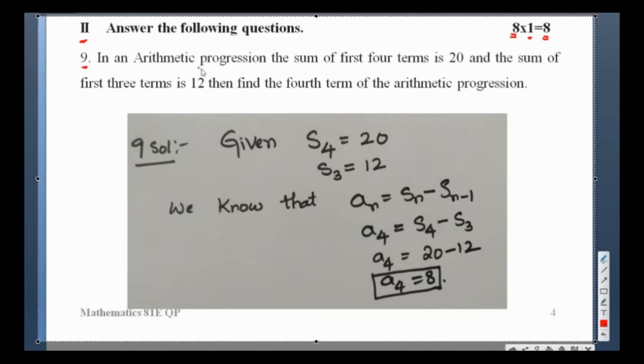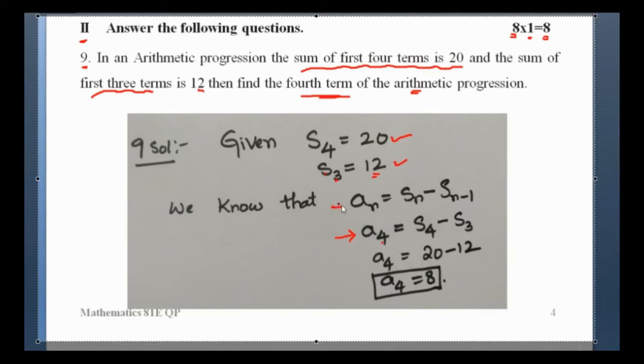Question number 9. In an arithmetic progression, the sum of first 4 terms is 20 and the sum of first 3 terms is 12. Find the fourth term of the arithmetic progression. So given S4, the sum of first 4 terms, is 20, and S3, the sum of first 3 terms, is also given as 12. Now they are asking to find the fourth term of the arithmetic progression. The fourth term can be expressed as a4.